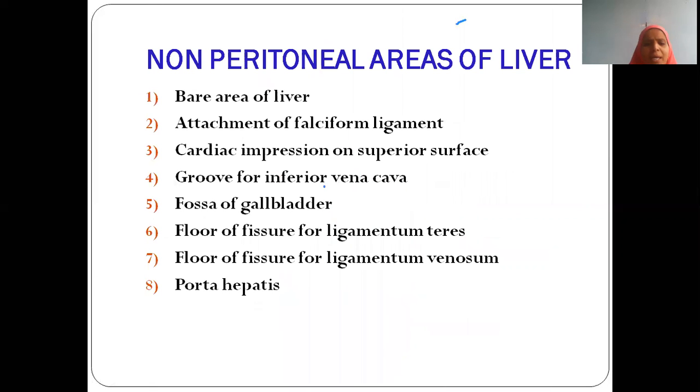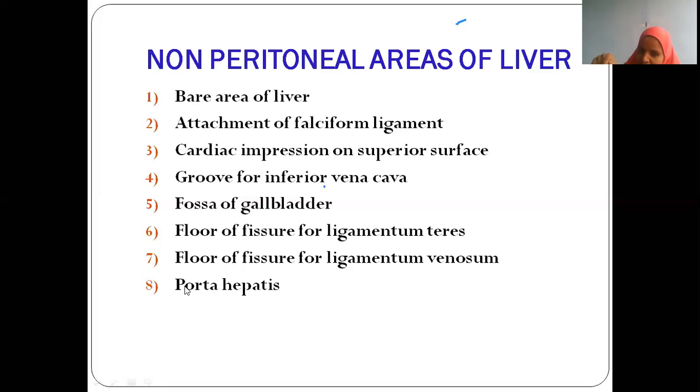So these are the bare areas. This itself may come as a 3 marks or 5 marks question. Non-peritoneal areas are called the bare area of liver. Where else do we not have any peritoneal covering in the liver? The place where we have the falciform ligament, the cardiac impression, the superior aspect of the liver, the groove for inferior vena cava, the fossa for gallbladder, the fissure for ligamentum teres, and the floor of the fissure for ligamentum venosum. In those depths, peritoneum is not extending.